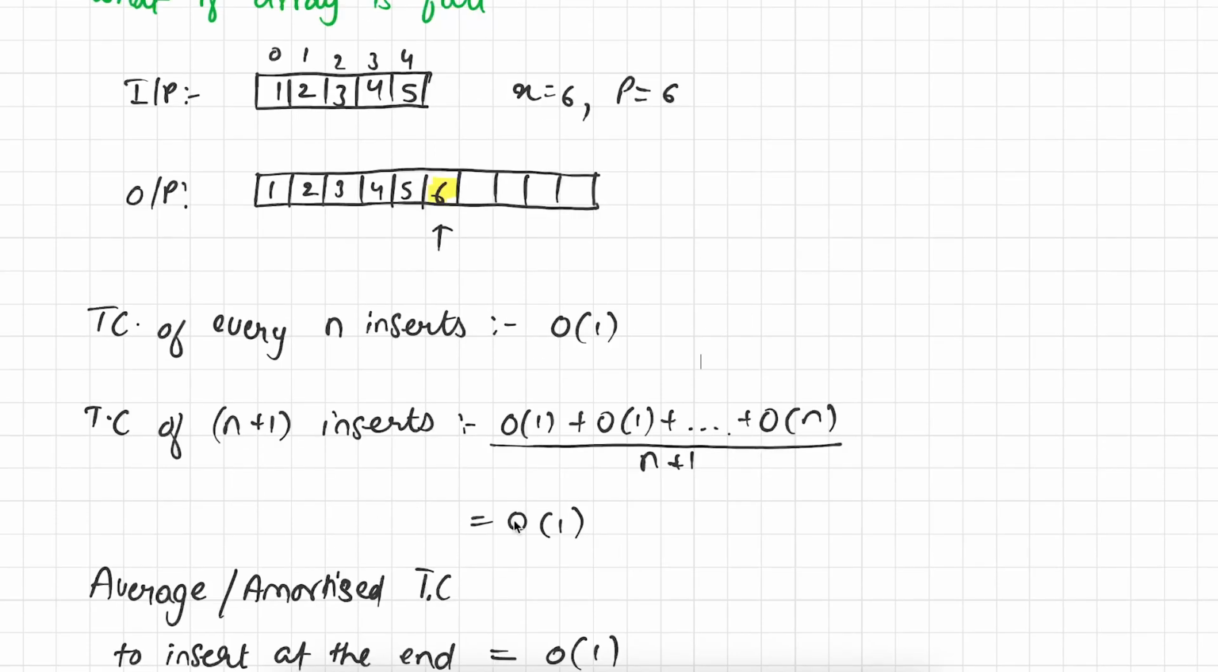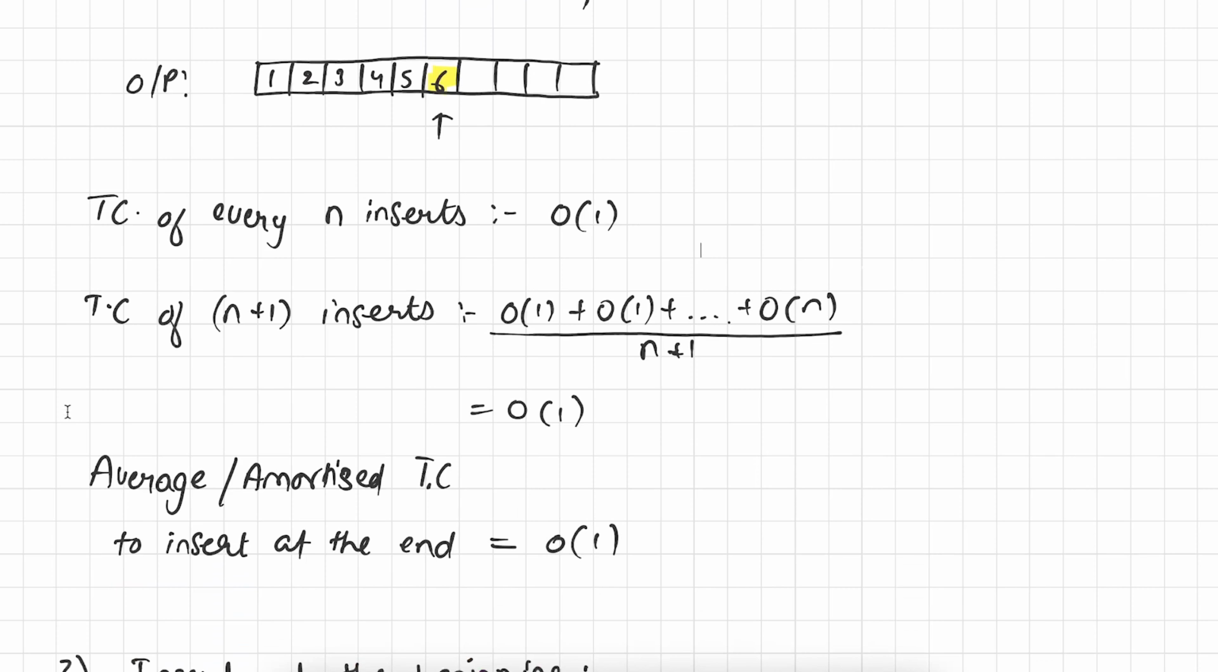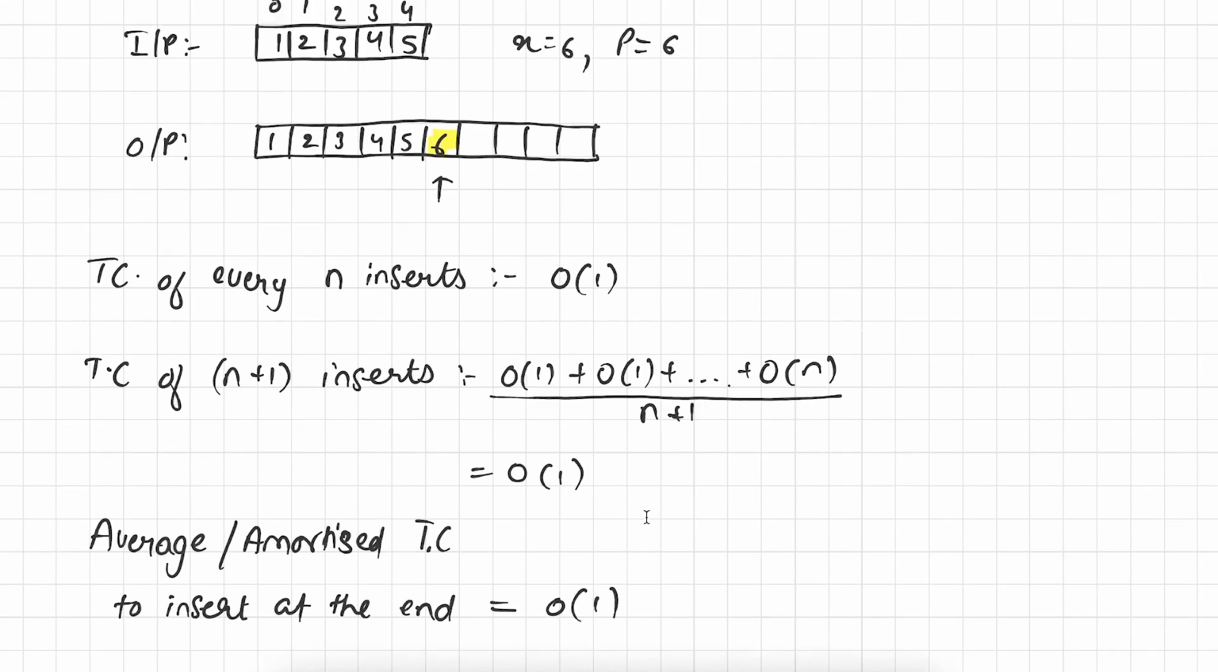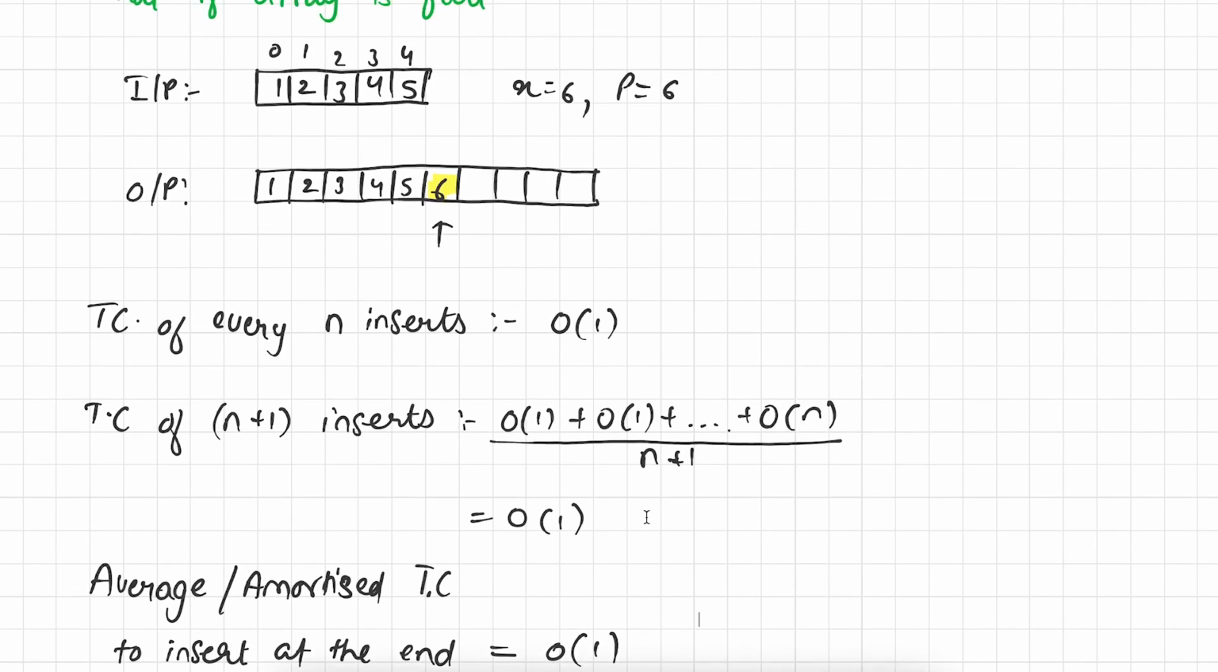Okay, and after entering the n plus 1th element, it again is going to take big O of 1 time for inserting all the n plus 2, n plus 3, n plus 4 elements, and so on and so forth till 2n. And then when you add the 2n plus 1th element, then again it's going to take big O of n time to add the new element. So every time your array gets full, it's going to create a new array, copy all the elements from the previous array to the new array and then insert the new element at the end. So in these cases, we call it average or amortized time complexity. On average, it takes big O of 1 time complexity to enter an element at the end.